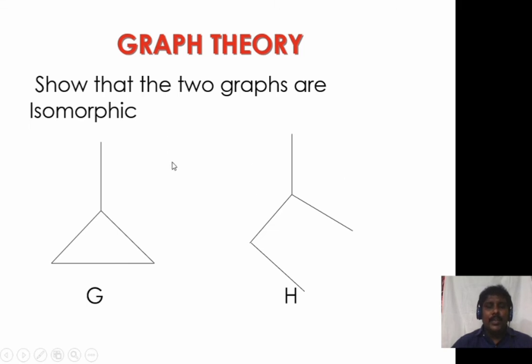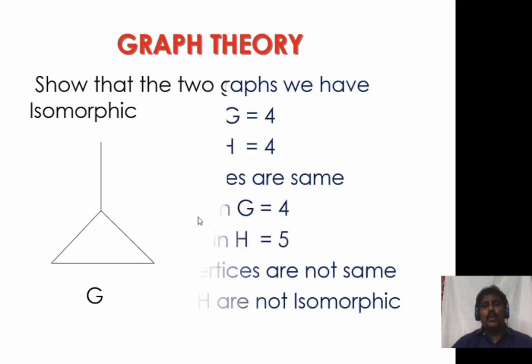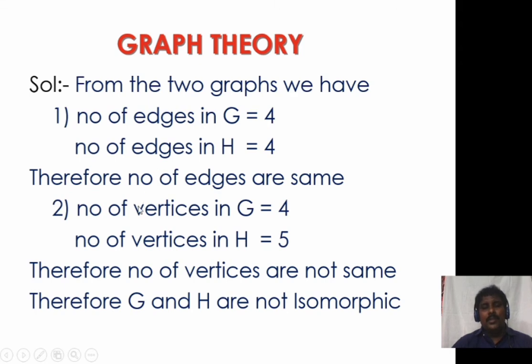Now we check whether the vertices are equal or not. The vertices are 4 and 5, so the vertices are not equal. So in both graphs, the number of edges of G and H are equal, but the number of vertices is not equal. Therefore we say that the two graphs are not isomorphic. So easily we can say by the two conditions whether they are isomorphic or not.